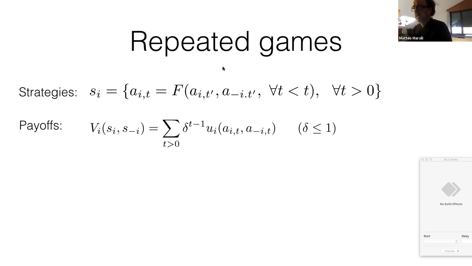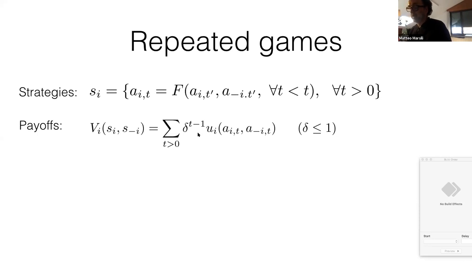Also, at each stage of the game you have some payoffs which are given to the agents, and so the total payoff that agents consider to maximize is the sum of these payoffs. Usually one also introduces what is called a discount factor, this delta here. Delta is less than or equal to one, with the idea that present payoffs are worth more than future payoffs.